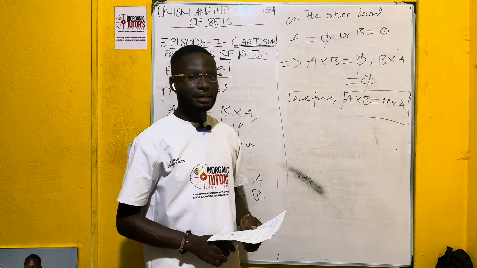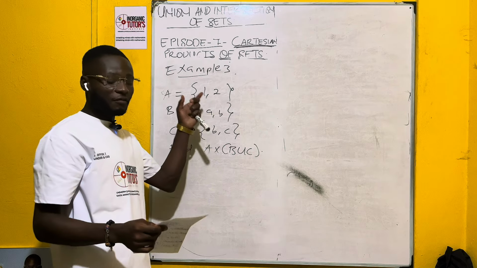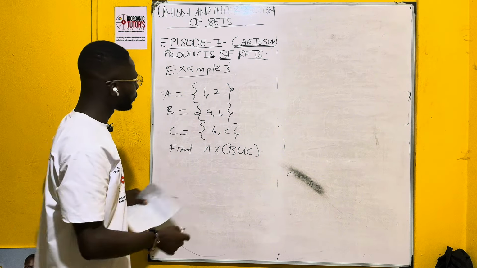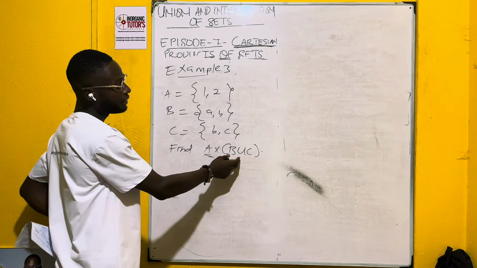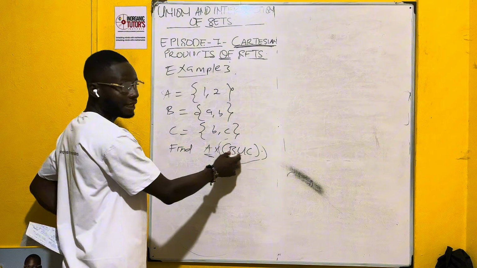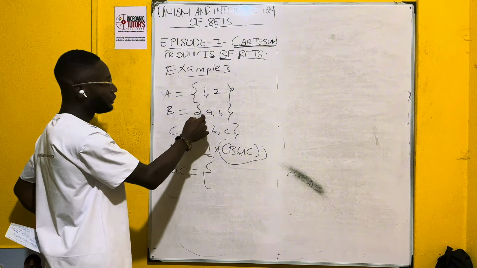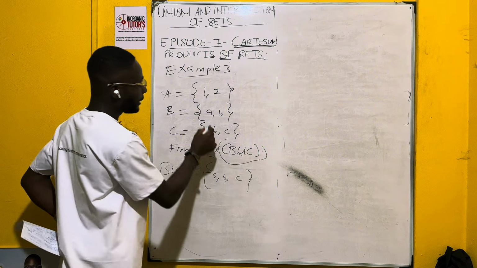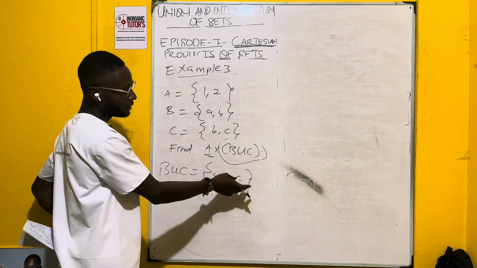Let's look at example 3, and this example falls under Cartesian product and union. So we want to find A cross B union C. Remember, basic mathematics still applies here. Bracket first. So you find B union C. B union C, you're going to have A, comma B, comma C. You combine these two elements. So the summation of these two elements, you have A, comma B, comma C.